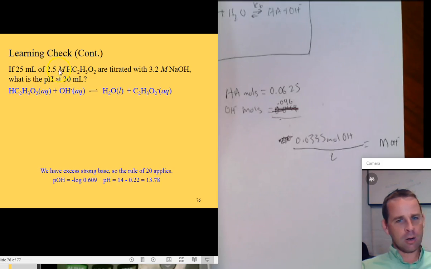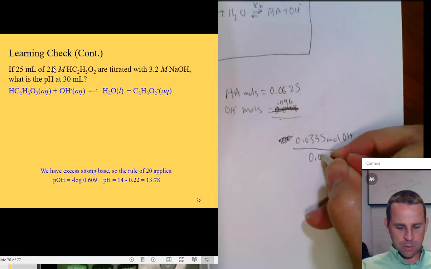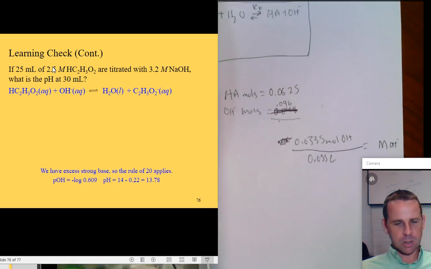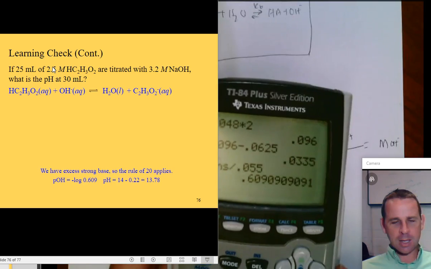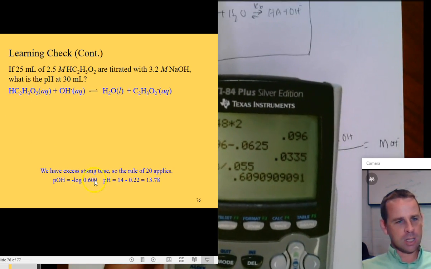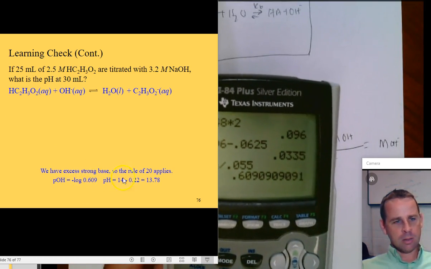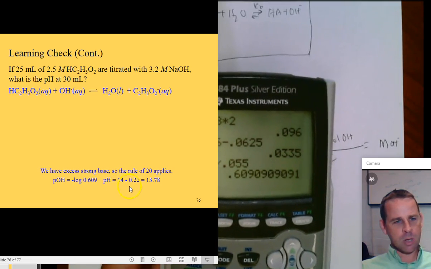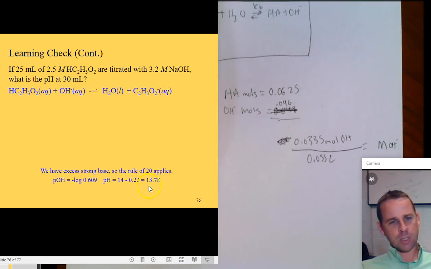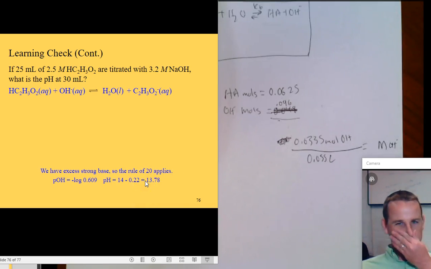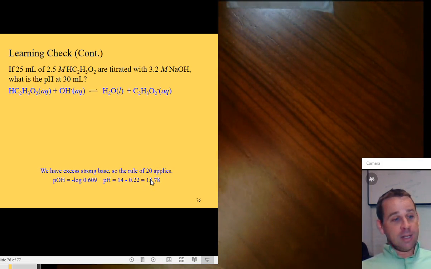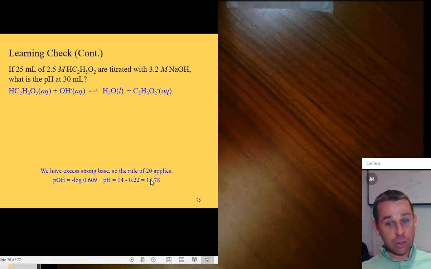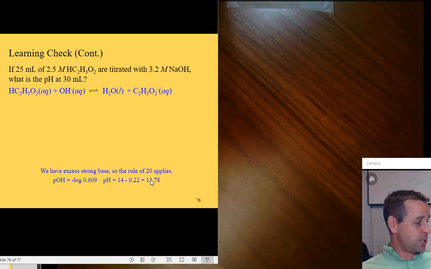It's, again, our 0.055 or 55 milliliters. So I divide this by 0.055, and then that gives me 0.609, and then I just take the negative log of the 0.609, and that gives you the pOH, subtract it from 14, and I'm left with the pH. All right, and that's the same as if you had done a strong acid and strong base. So that's it. That gives us a good review and wraps up chapter 17.